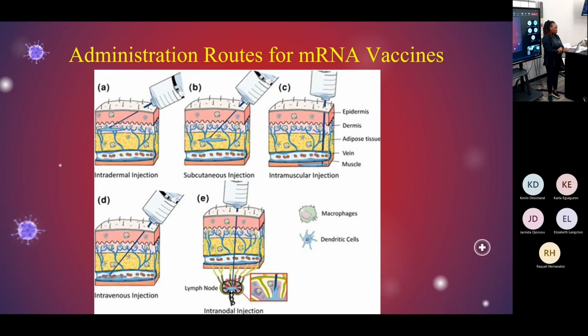All right, so now that we know a little bit about delivery strategies, let's get into the administration routes. So first we have intradermal injections. So this means that the vaccine is injected directly into the dermis region of the skin. And here the antigen presenting cells are going to internalize and process the mRNA vaccine. Then we have subcutaneous. So the vaccine is administered to the layer of the skin under the epidermis and dermis. And this allows for a larger injection volume than the intradermal one does. And it allows for less pain in the injection site for the patient.